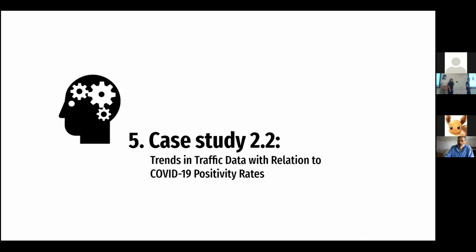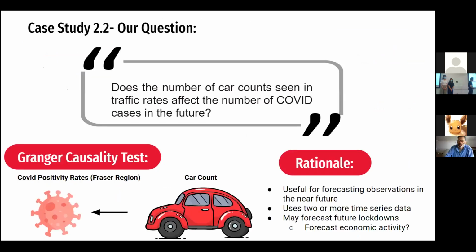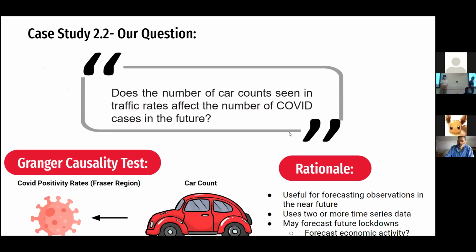So the next case study that I'll walk you through is the trends in traffic data in relation to COVID positivity rates. Our question for this case study is: does the number of car counts seen in the traffic rates affect the number of COVID cases in the future?